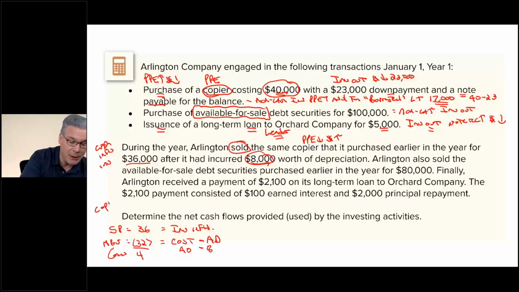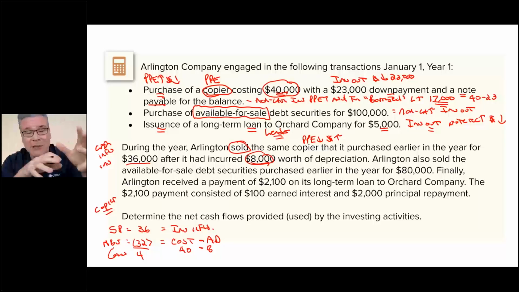That's the copier. Notice, you read it piecemeal. As you read it, you process it. You can't read it casually, passively. You got to read it actively. As you read it, process it.